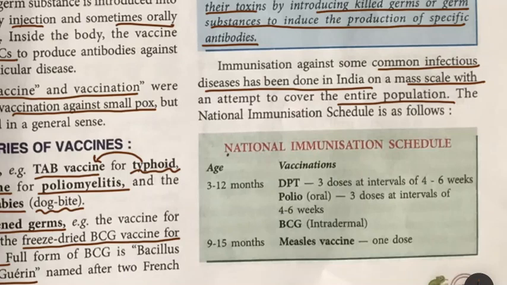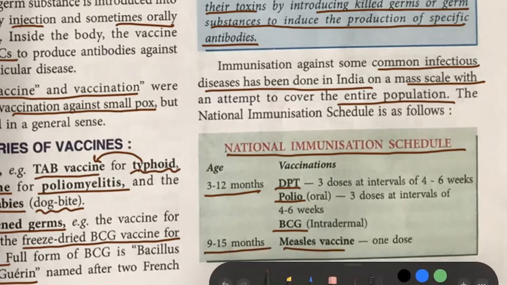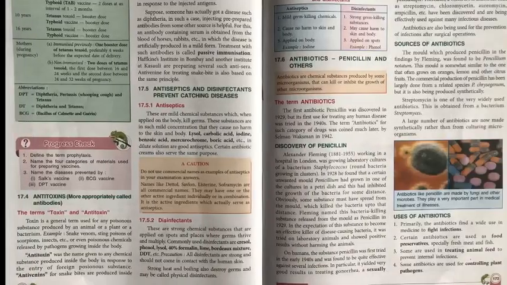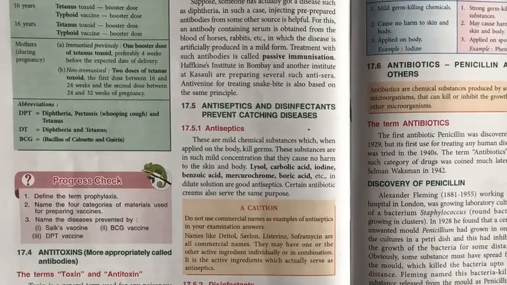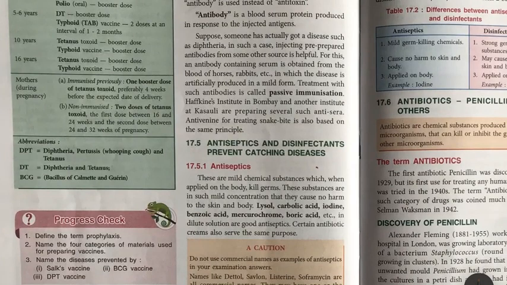So this is the national immunization schedule. Between 3 to 12 months, DPT, polio, BCG. 9 to 15 months, measles vaccine, just one single dose. Then you have 18 to 24 months, DPT, that is a booster dose, polio. 5 to 6 years, DT, typhoid, TAB. 10 years, tetanus, typhoid. 15 years, it is actually 16 years, tetanus and typhoid vaccine.